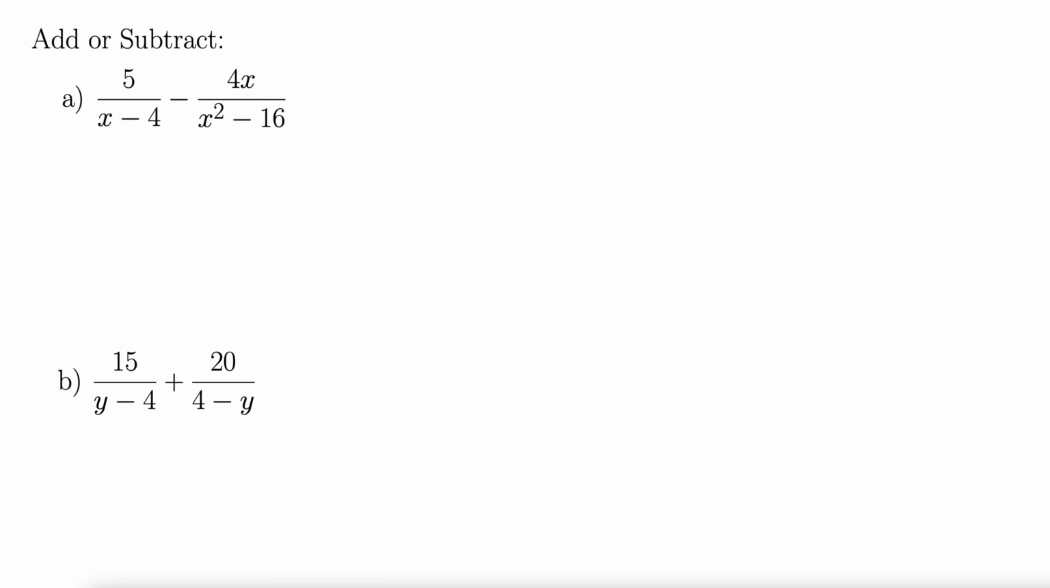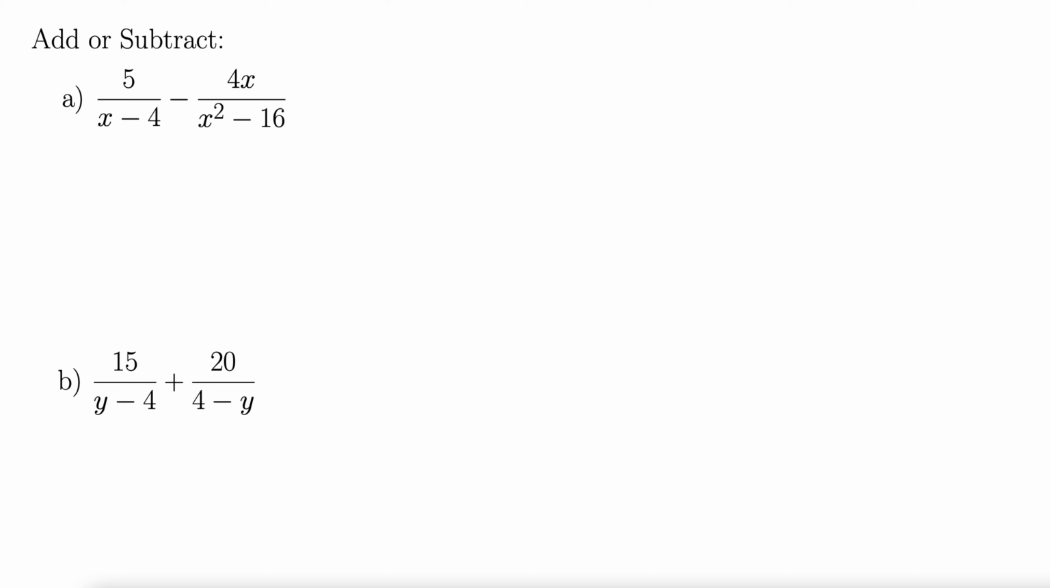Here's a couple for you to try. Let's start with the first one, and then we'll work it together, and then we'll move on to the second one. So for the first one, we have 5 over x minus 4 minus 4x over x squared minus 16. Pause the video, try this on your own, and then we'll work it together.